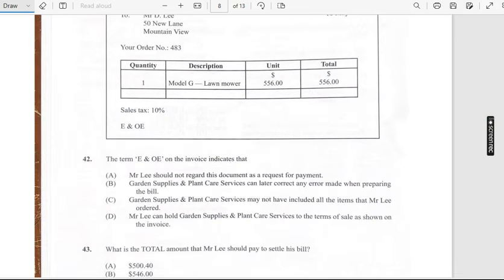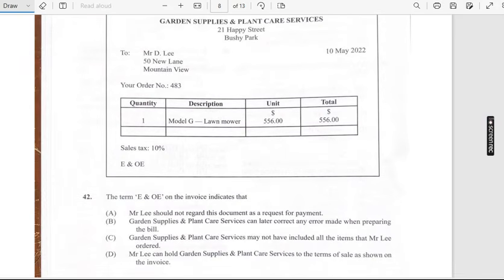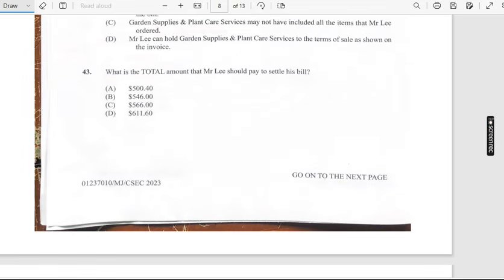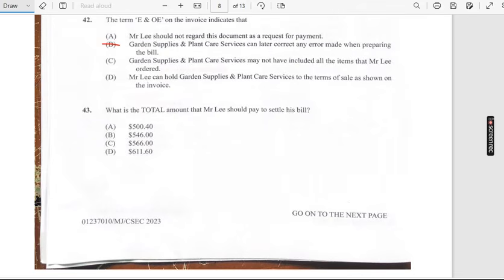Alright guys. So the term E and OE in the invoice indicates that Mr. Lee should not regard this document as a request for payment. No. And it would be B. The answer would be B. It means that the garden supplies and plant care services can later correct the error made in the bill. Alright, so let me see on this one.